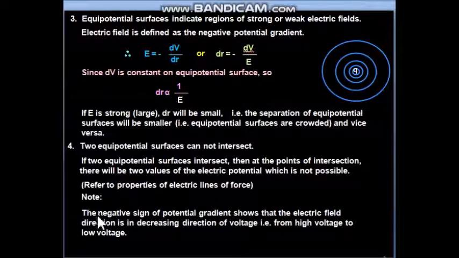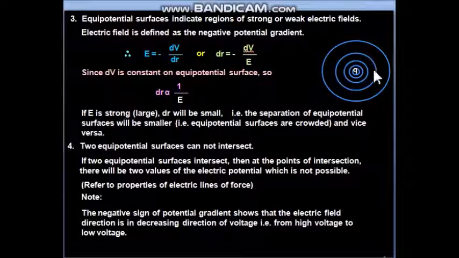Now one last note is written here. The negative sign of potential gradient, that means in this formula, this dV by dr we read as potential gradient. So the negative sign of potential gradient shows that the electric field direction is in the decreasing direction of the voltage. So it's very simple.